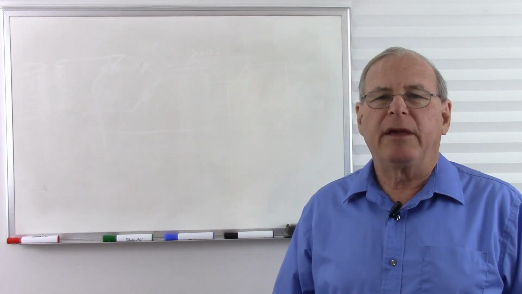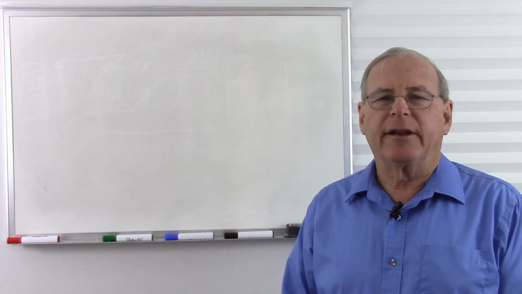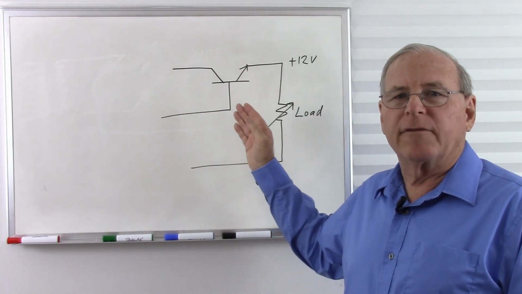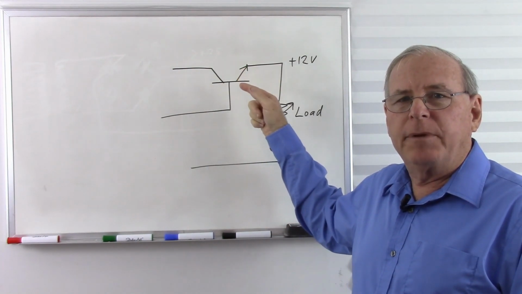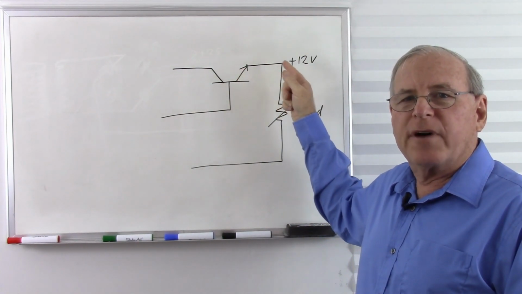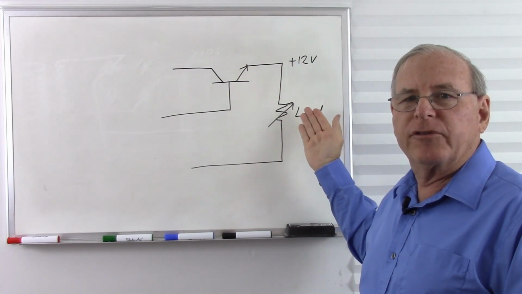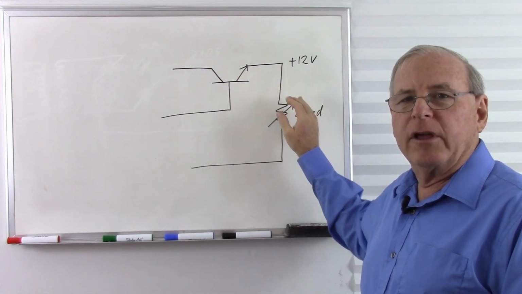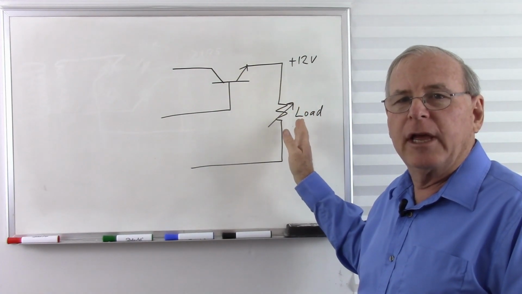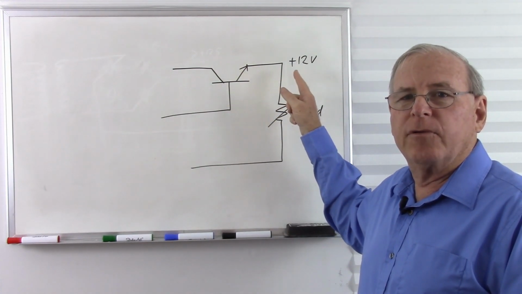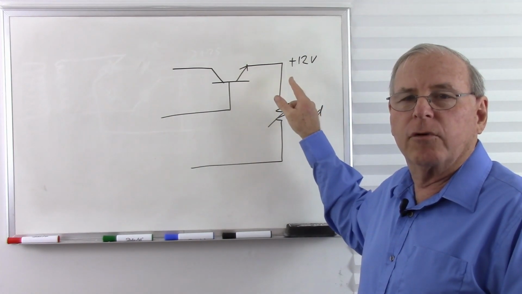Let's start by looking at the basic design of the power supply and see where I might have gone wrong with my basic design ideas. This is the basic design of the power supply. We have an NPN pass transistor which provides 12 volts on the output. This is our load, which is essentially a variable resistance, and as that resistance varies it will demand different amounts of current, and this transistor has to keep the voltage across that load at a constant 12 volts.